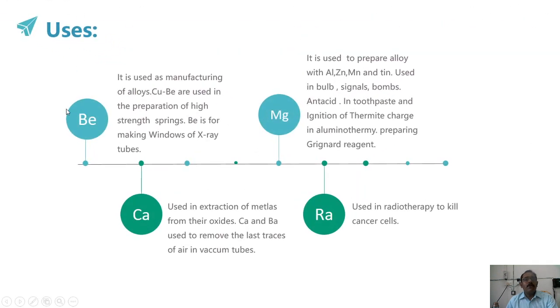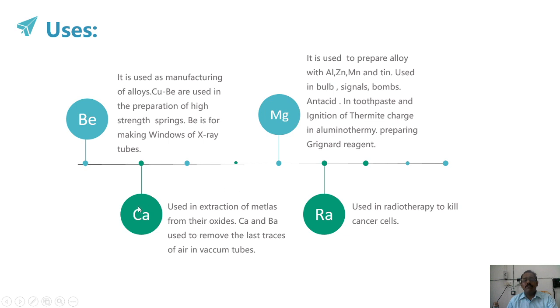And finally we are going to the uses. Beryllium is used in manufacturing alloys. It is also used in springs. Magnesium is used in alloys with aluminum, zinc, and manganese, and in toothpaste. Calcium is present in our body. Calcium and barium are used to remove the last traces of air in vacuum tubes.